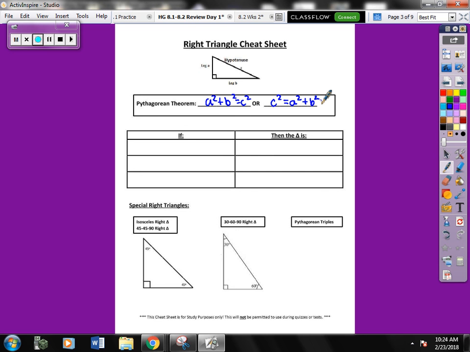And then the little chart below has how we classify the triangles as right, acute, or obtuse. So if c squared is equal to a squared plus b squared, we know that that would be a right triangle. If c squared is greater than a squared plus b squared, what type of triangle is that? Obtuse.